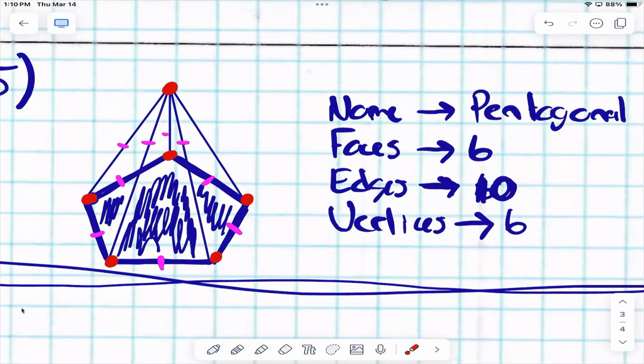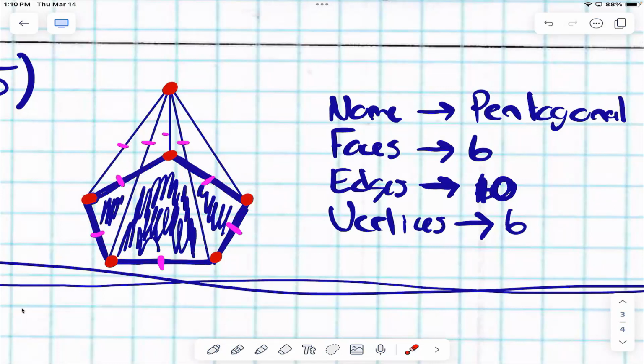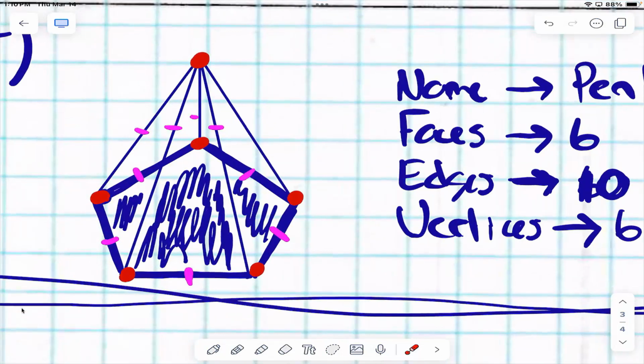The 5 red dots are its vertices. I'm sorry, the 6 red dots are its vertices. The edges would be all of these things, right? And then we also got to count the bottom, so there's 10 of them there. And then the faces are really hard for me to show, but you would have to count how many shapes together make this 3D shape. Yes? We good?